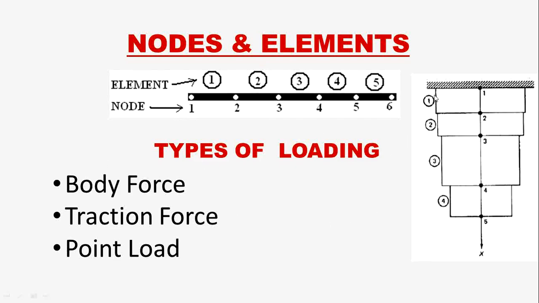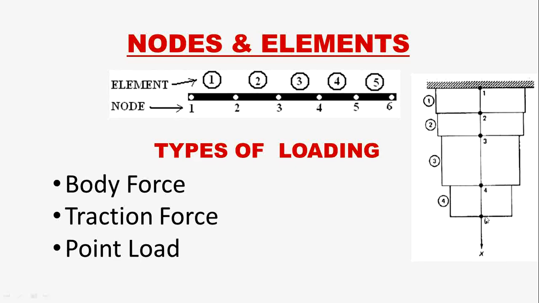This is another example. It is a cantilever stepped bar, where again I have 4 different elements: 1, 2, 3, 4 are the element numbers, and we have 1, 2, 3, 4 and 5 as node numbers. And before getting into the problem, I would like to touch upon various types of loading.